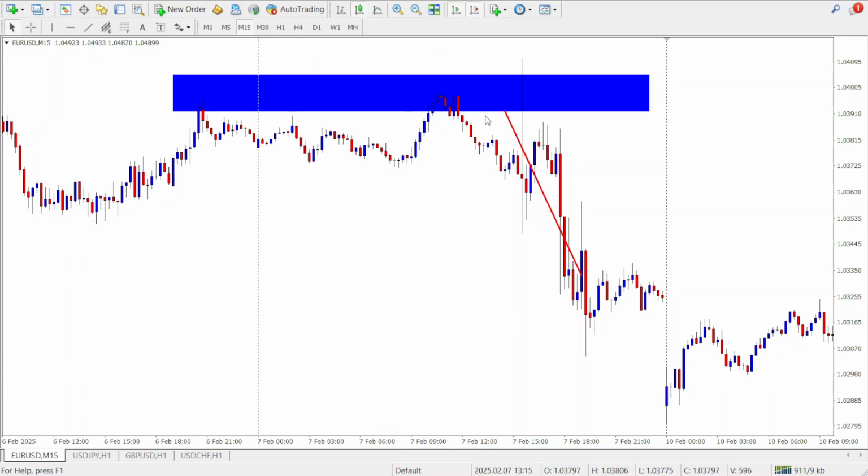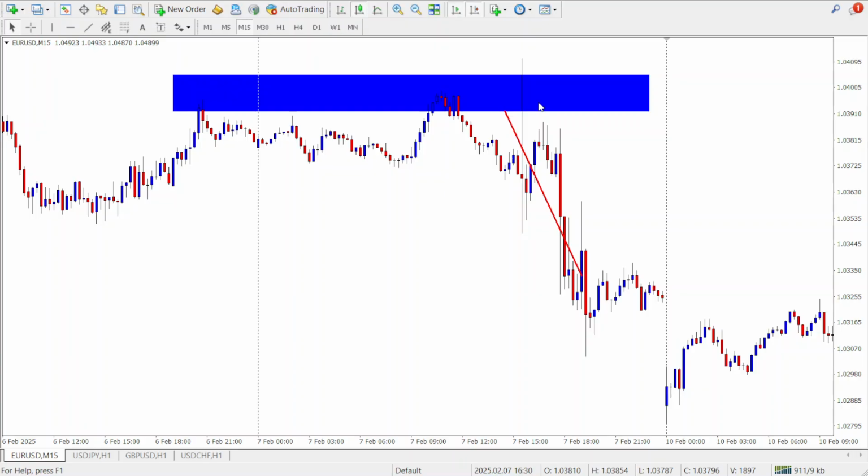Then you should check the number of retests. Fresh zones work best. If price has already tested a supply or demand zone multiple times, it weakens over time. The first or second test is the highest probability trade. So in this case, you can see that we had the first test. This was the initial rejection. We had the first test, and we had the second test around here.